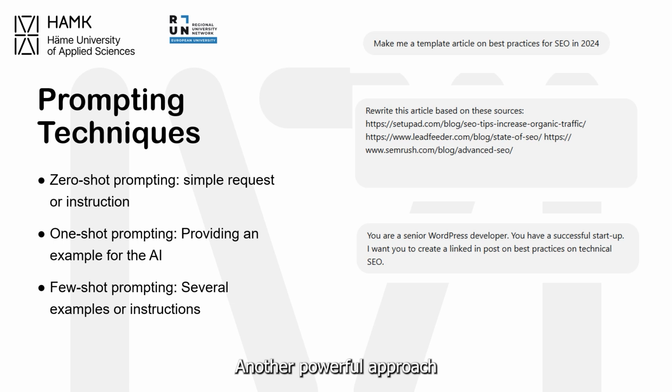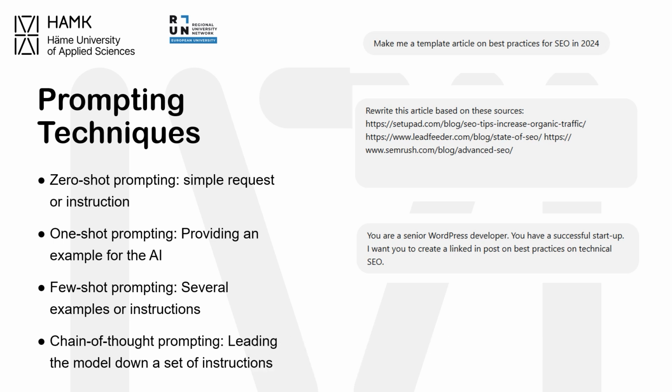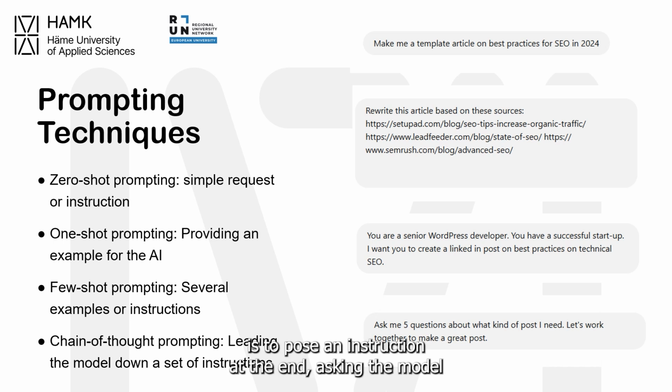Another powerful approach is chain-of-thought prompting. By leading the model down a set of instructions, breaking down the task step by step, you can often get more detailed, accurate answers. Another good way of prompting is to pose an instruction at the end, asking the model to present questions to the user on what they want to generate. This helps the model get more relevant information, following a similar style as chain-of-thought prompting.